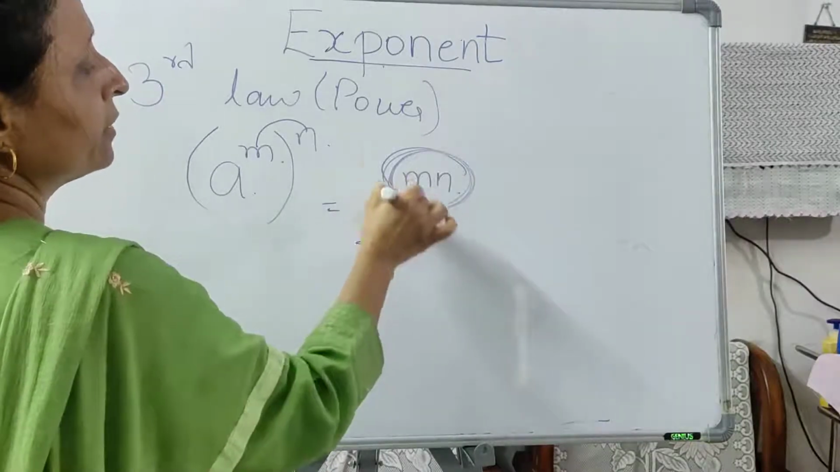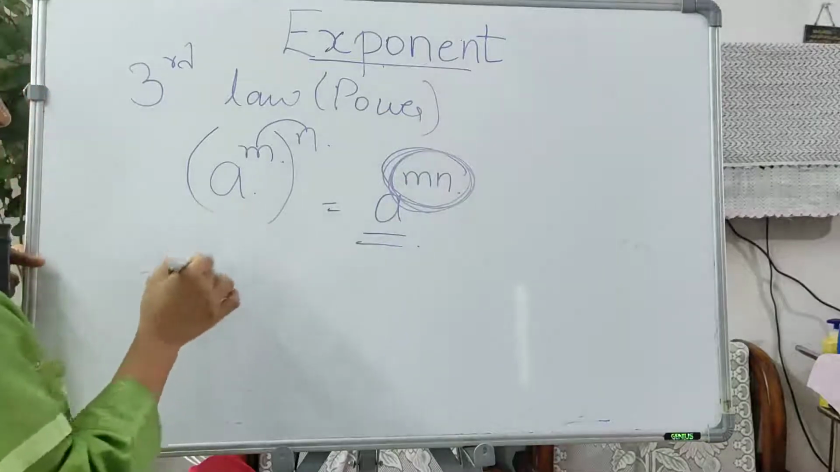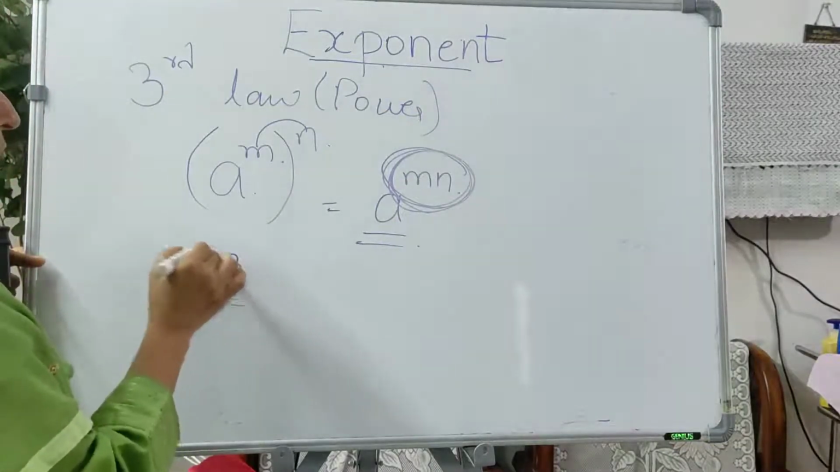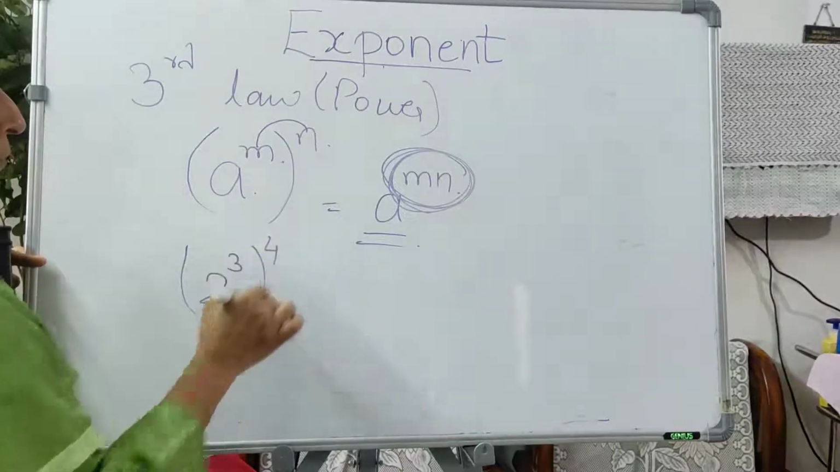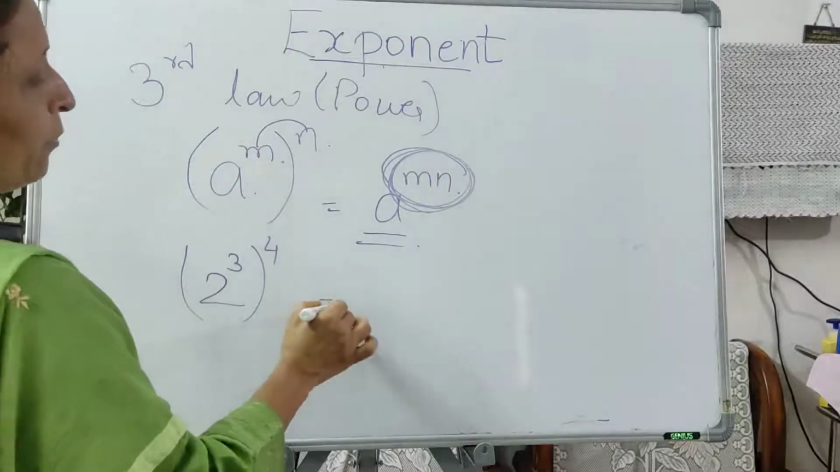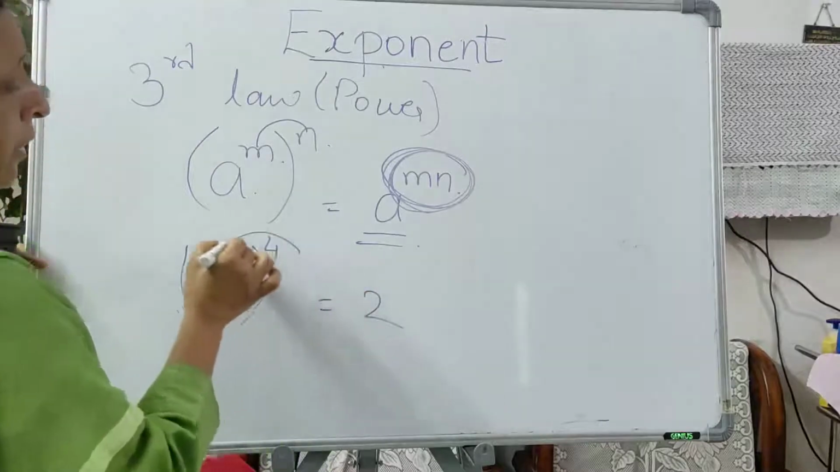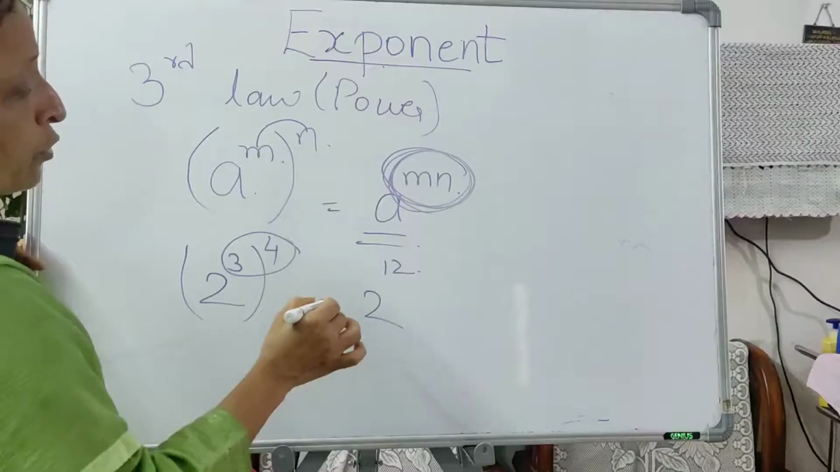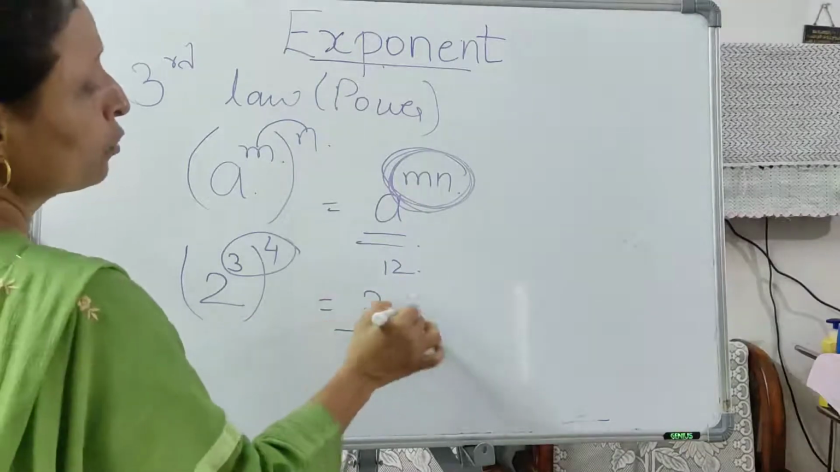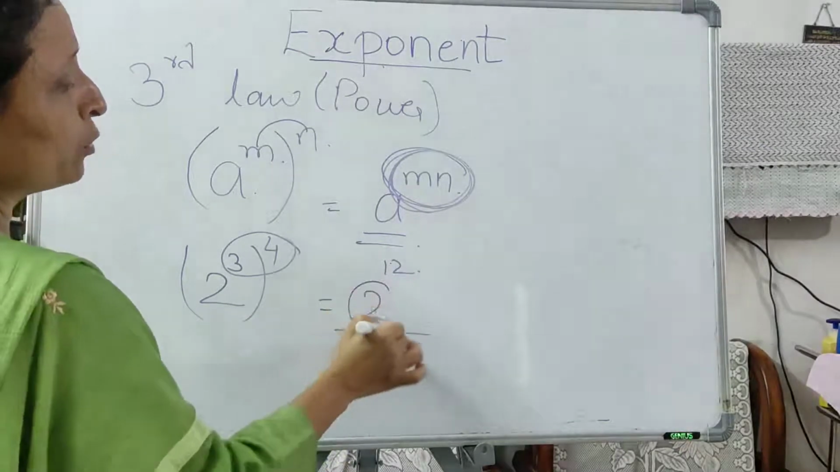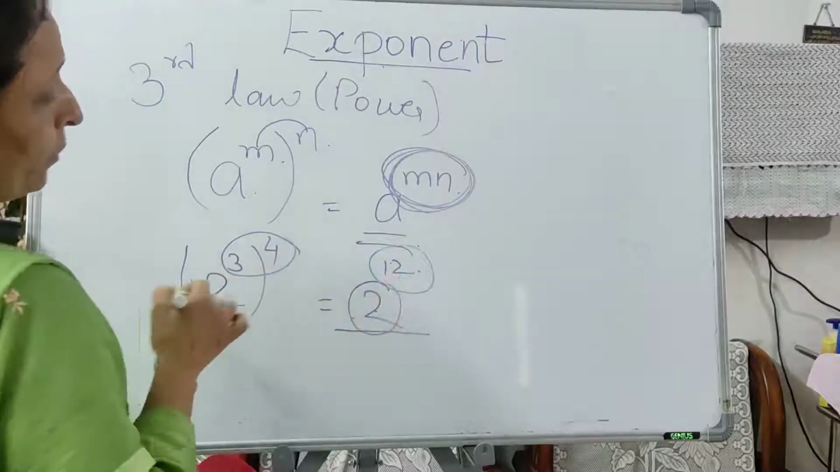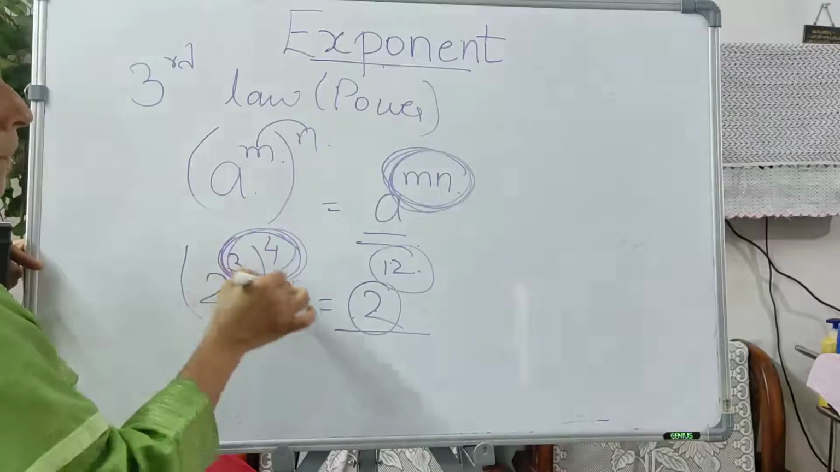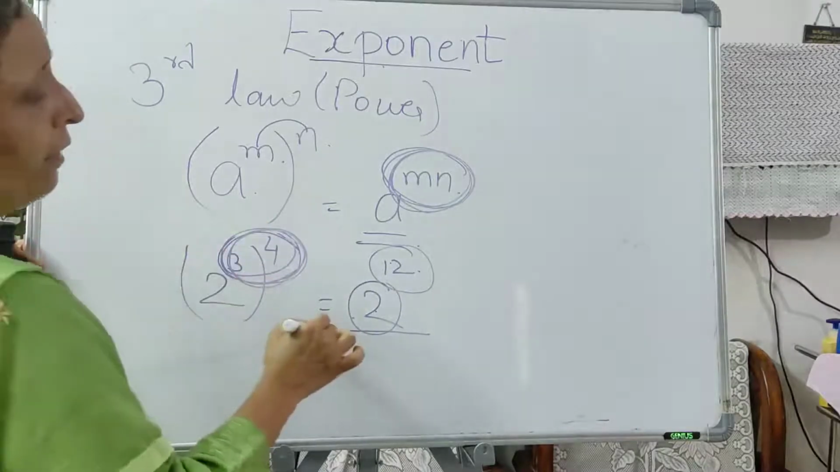The power is multiplied. So let us take an example, 2 raised to 3, all raised to 4. Now the powers 3 into 4 will be multiplied, which becomes 12. So here it is 2 raised to 12, where 2 is the base and 12 is the exponent. So according to this law, the exponent has to be multiplied to get the answer.